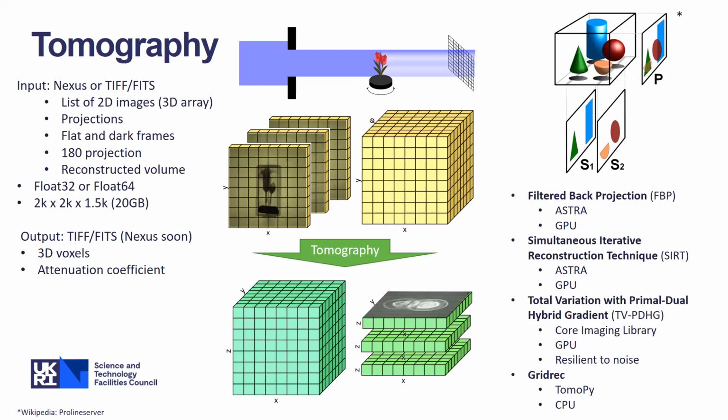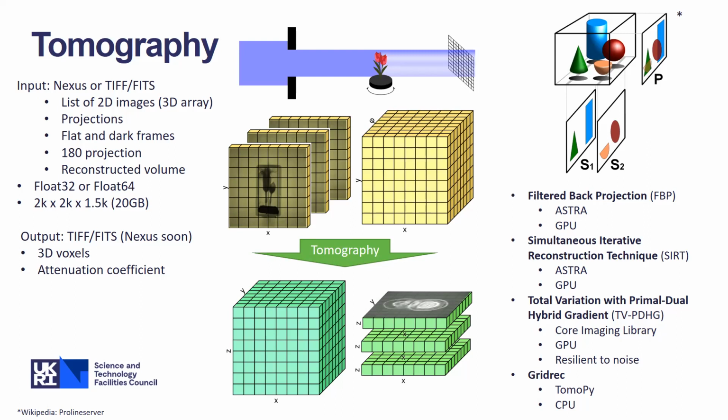So the process of going from those projections into a 3D volume is called tomography. We typically take a set of projections which arrive to us as TIFFs or sometimes in the Nexus file. We also have some extra things like flat and dark, the 180-degree projection that makes some of the alignment easier. And we might typically have about 20 gigabytes of this raw projection data.